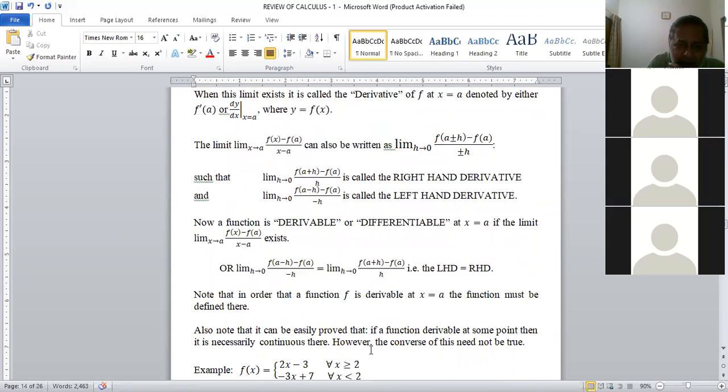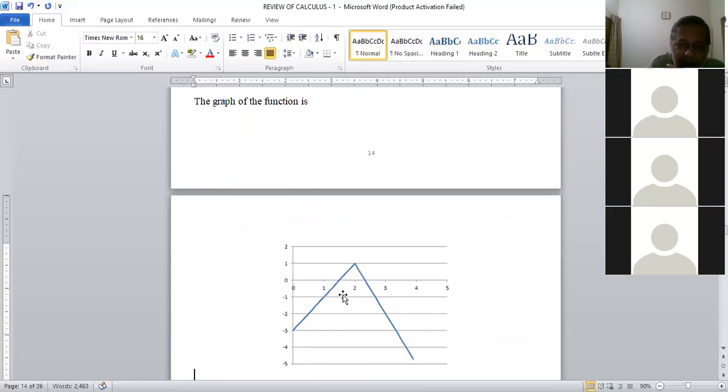Also note that it can be easily proved that if a function is derivable, अगर ये सारी प्रॉपर्टीज हैं at some point, then it is necessarily continuous there, और perhaps आपके कैलकुलस टीचर ने आपको ये कराया भी. However, the converse of this is not necessarily true, that if a function is continuous, तो derivable भी होगा. Let us see this example.